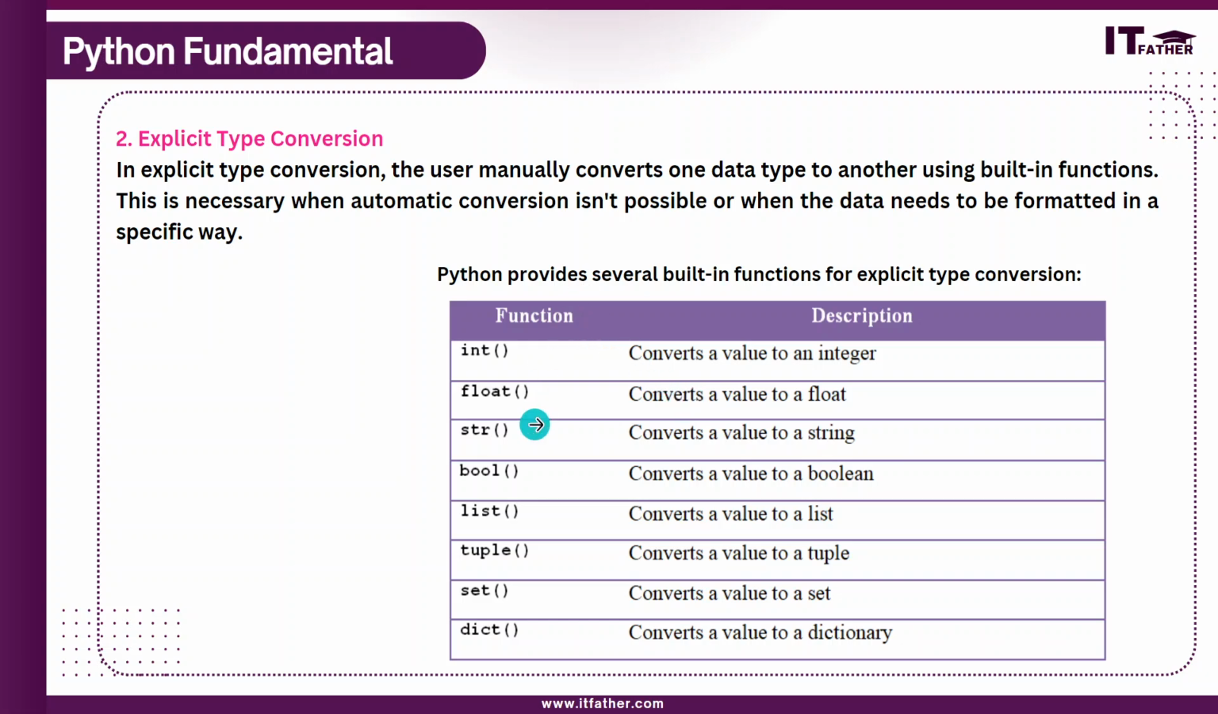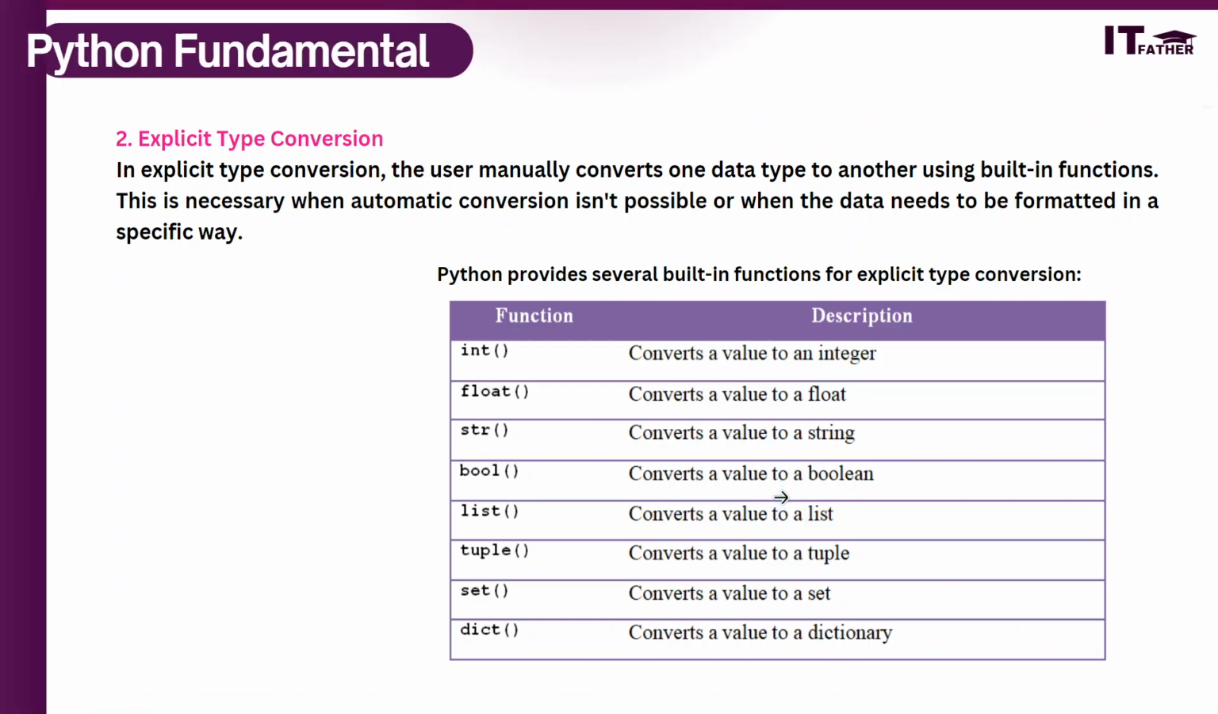So we have these functions like int, to convert a value, a string value or a float, to an integer. The int function is used to convert a value to an integer, float is used to convert a value to a float, str is used to convert a value to a string, and bool is used to convert into a boolean. Boolean means either true or false, only two states. Then list, tuple, set and dictionary. So let us see one by one with the help of examples.